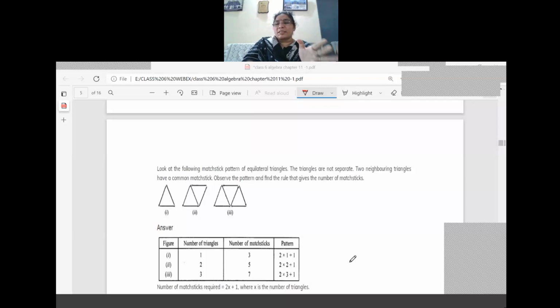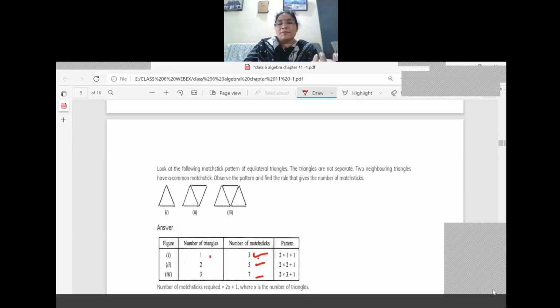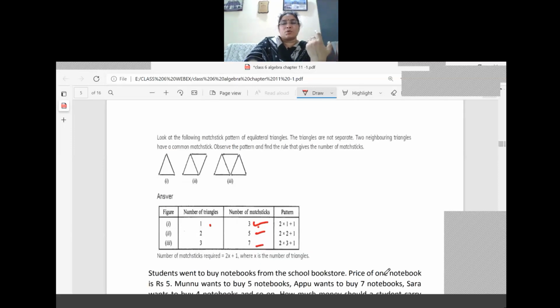So in the first case, how many matchsticks were used? Since it is a triangle, you know it is a three-sided closed figure. So 3 matchsticks are there, right? When the number of triangles is 1, the matchsticks are 3. Now the second case, what happened? 1 is common there, isn't it? Again, you can see that 5 matchsticks were used. In the third case, 7 matchsticks were used. If not sure, count and verify. You can see that it is equal to 7. Now 3, 5, 7, like that the pattern is going on.